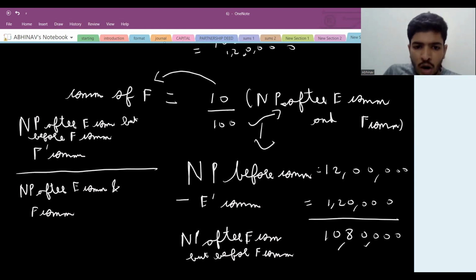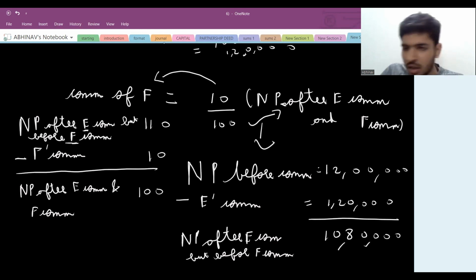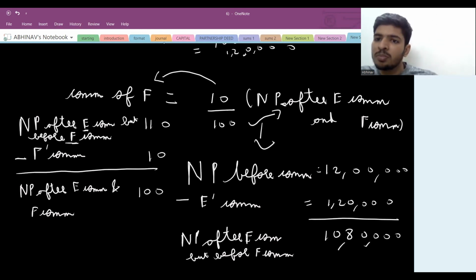So, see, net profit after E's commission and before F's commission is this. If we subtract F's commission from that, then we'll get net profit after E's commission and after F's commission, because E's commission was already subtracted here. It was only before F's commission was subtracted. Now, after F's commission is also subtracted, it's net profit after E and F. Now, looking at this formula, net profit after E and F's commission is 100 and commission of F is 10. To satisfy this formula, 110. Correct? Now, after we know this, it is simple.